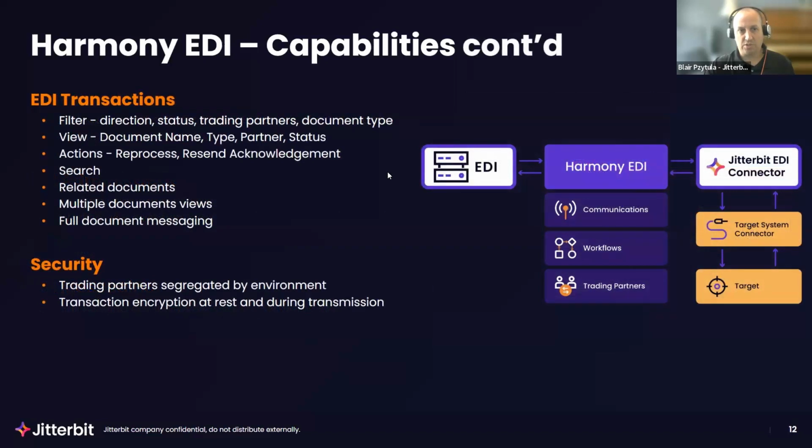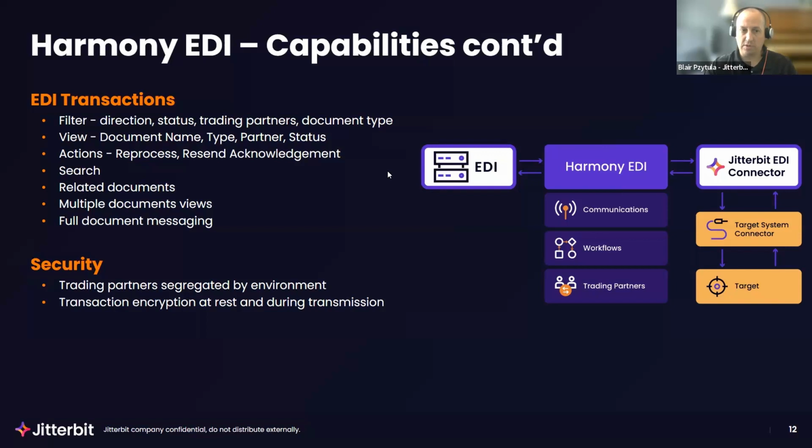EDI transactions, you can filter the status, the trading partners, the document type. So there's full search capabilities, related documents, different document views for the raw EDI to the XCBL, the XML structure as well. So for support and for looking at the different structures that we offer throughout the lifecycle of the document.